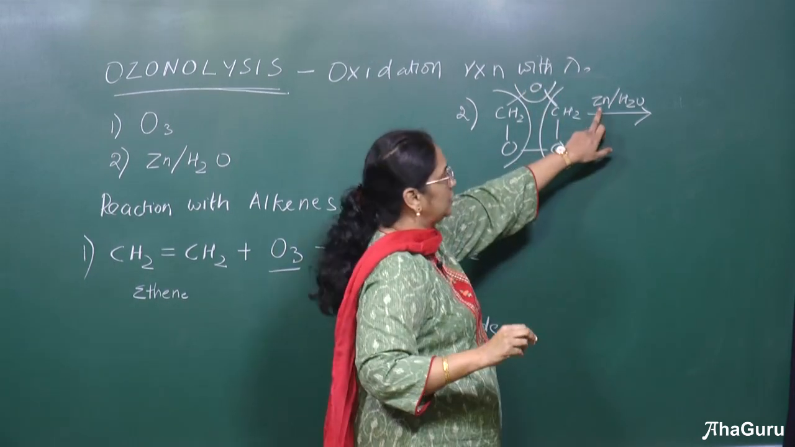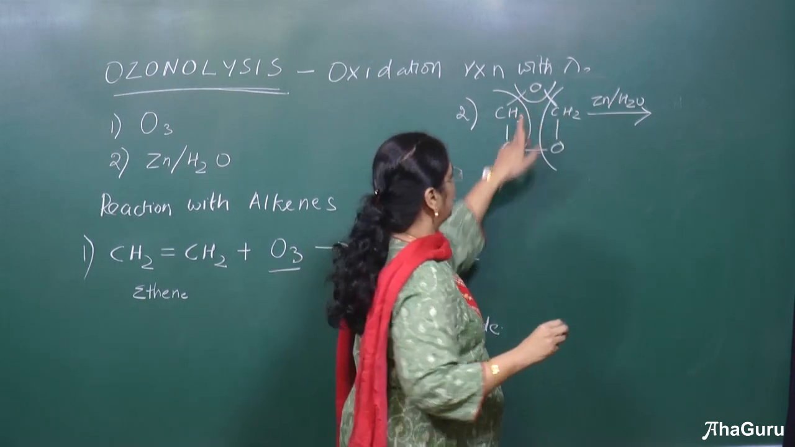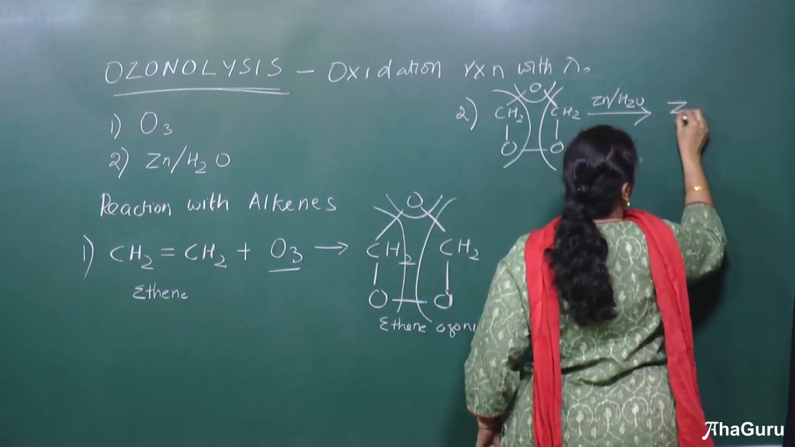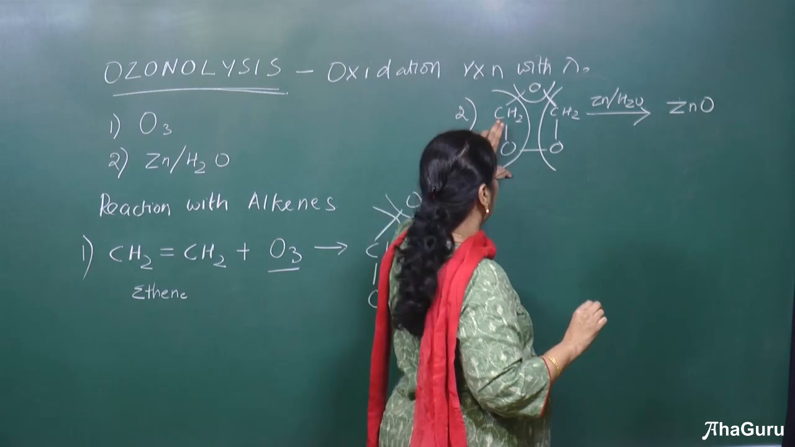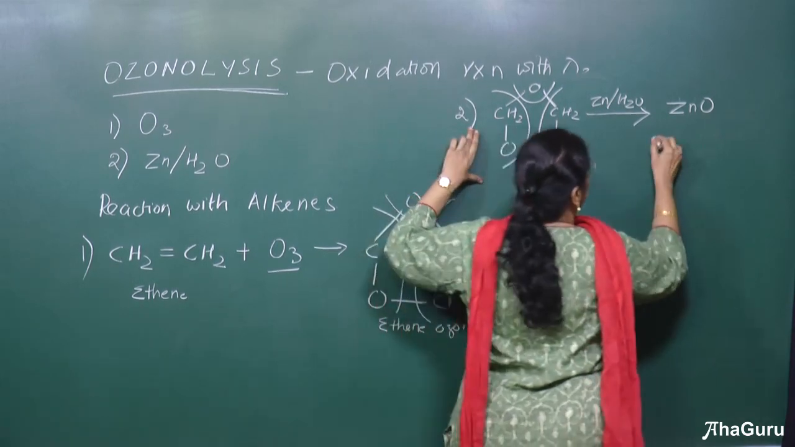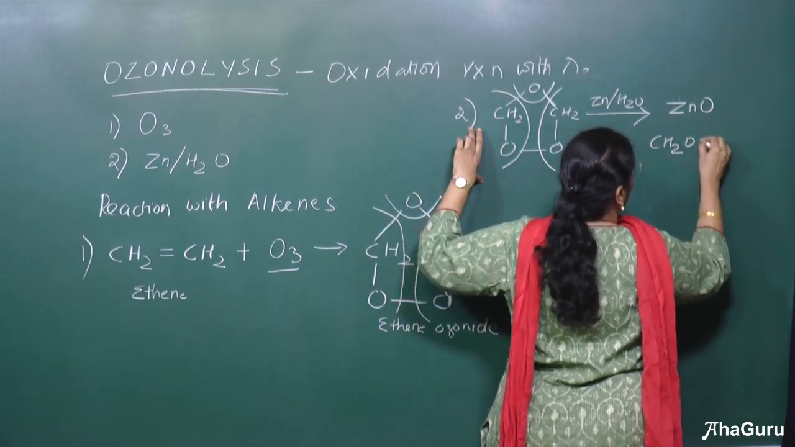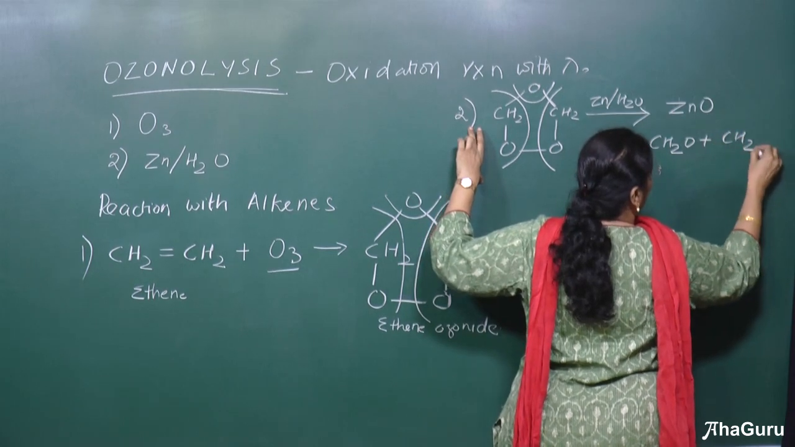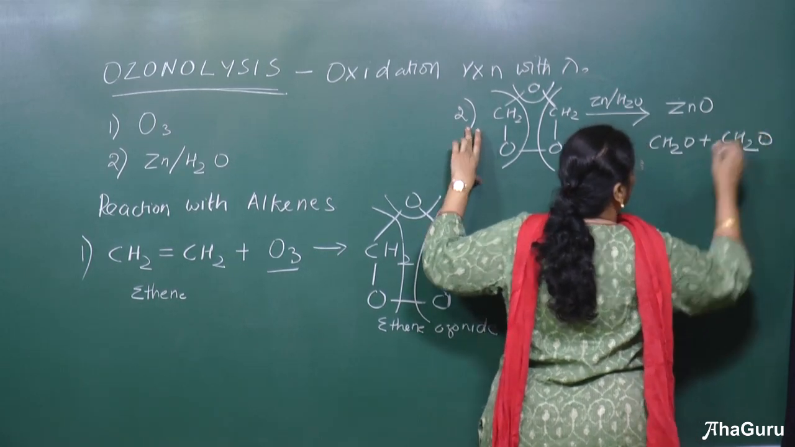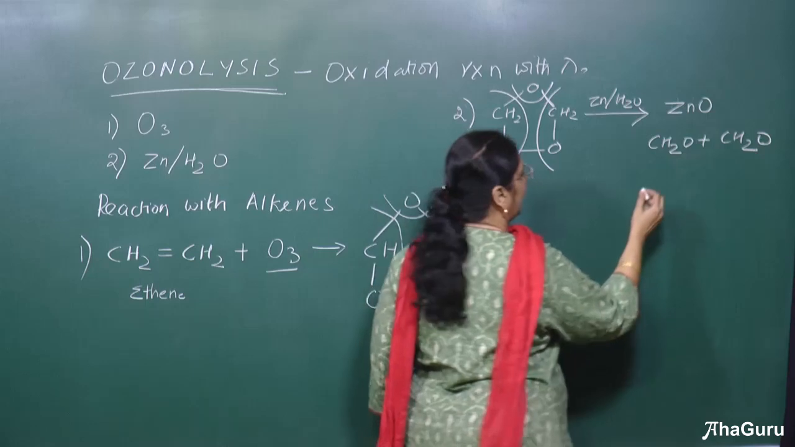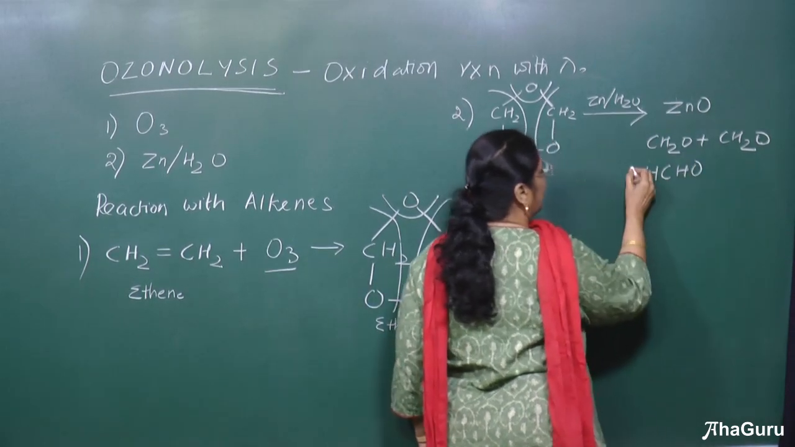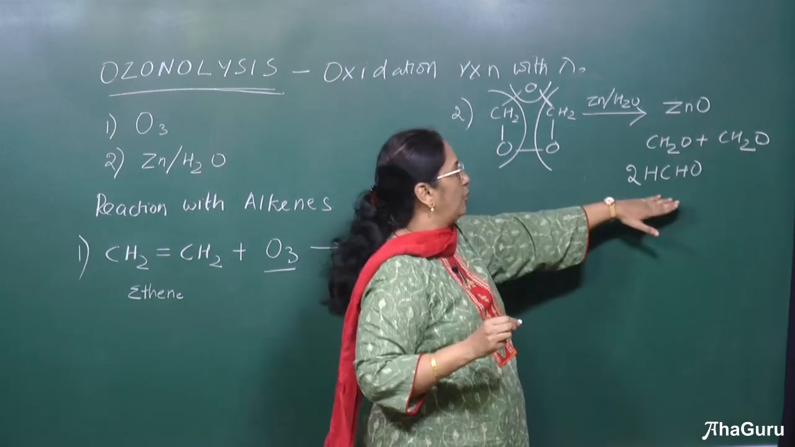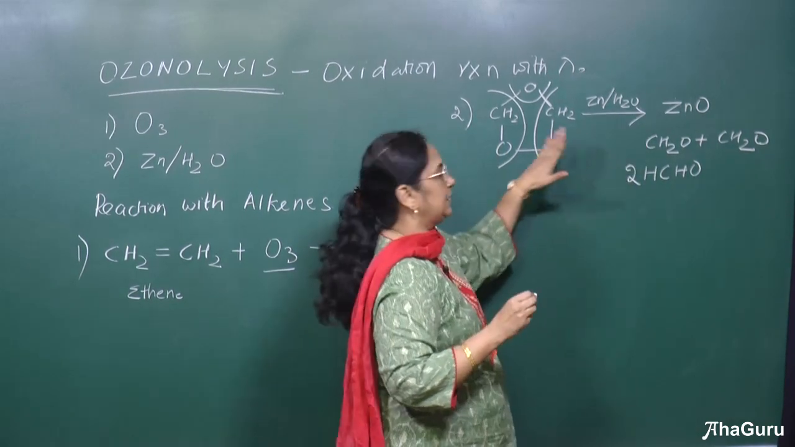The use of zinc is to grab this oxygen. So, one of the byproducts will be zinc oxide, and the two major products we get from this are CH2O plus CH2O. This is nothing but formaldehyde, which can also be written as HCHO. So, we are getting 2 moles of formaldehyde from this ethene compound.